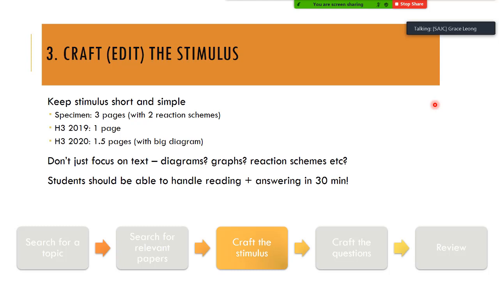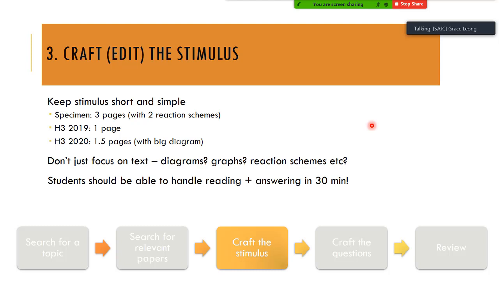Some other tips I feel is that don't just focus on the text, because the whole idea is that we want to give students a wide range of data. So things like diagrams, graphs, reaction schemes, tables, if they are relevant, can also be included. So students are exposed to different types of data. For our editing process last year, I remember there was this graph where the units were in Fahrenheit. For that, we need to give the students a little bit more scaffolding. So we provide conversion from Fahrenheit to Celsius so that it's more relatable to the students.